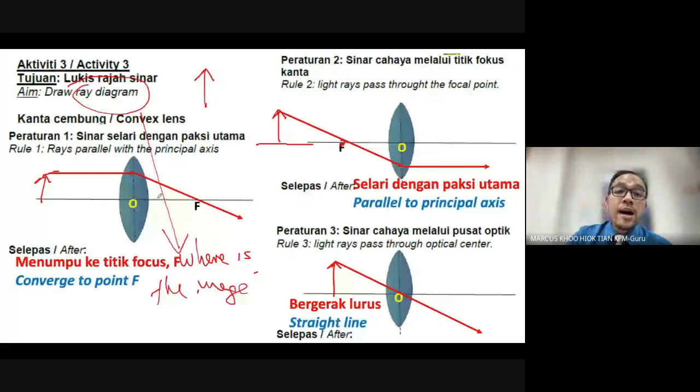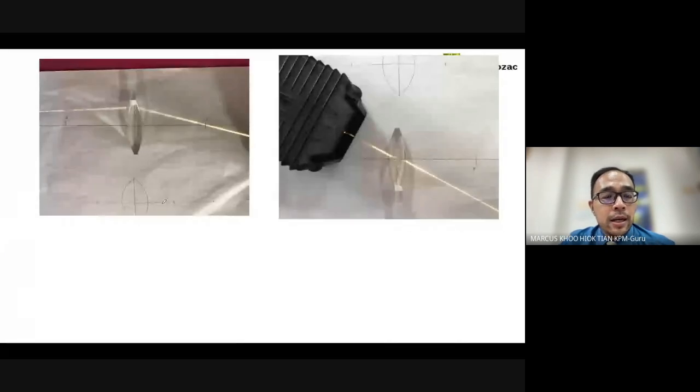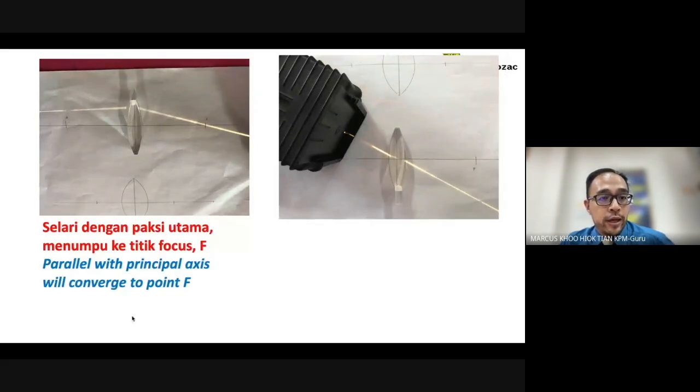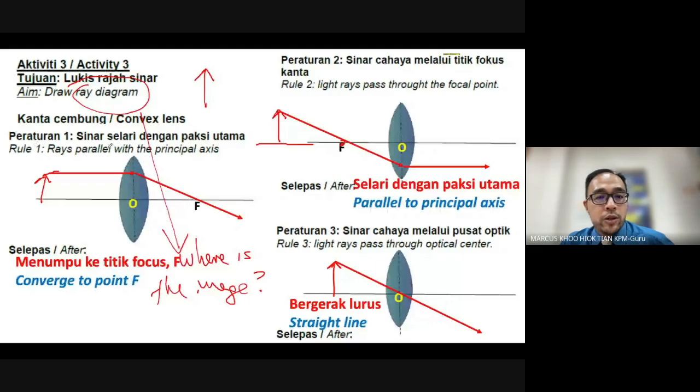How far is the image from the lens? That's the purpose of drawing the ray diagram. Not just that, you also need to know what kind of image it is. We'll come to that in a while. So this is just to show you what happens. This one, as I said just now, is parallel and then F, which is rule number 1 over here. Parallel and then F. So this is how it looks like.